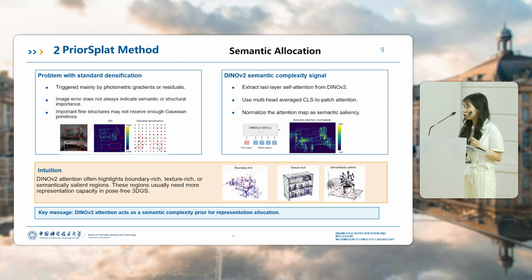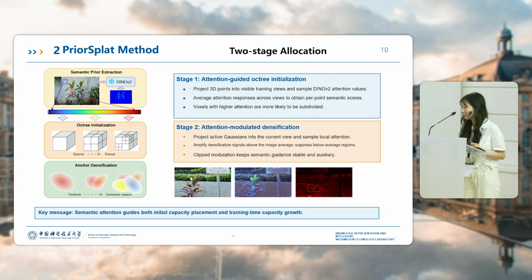Specifically, we extract the last layer self-attention map from DINOv2 to compute a multi-head averaged attention map. After normalization, this gives us a semantic saliency map that reliably highlights the boundary-rich, texture-rich, and semantically salient regions, exactly the regions that need more representation capacity.